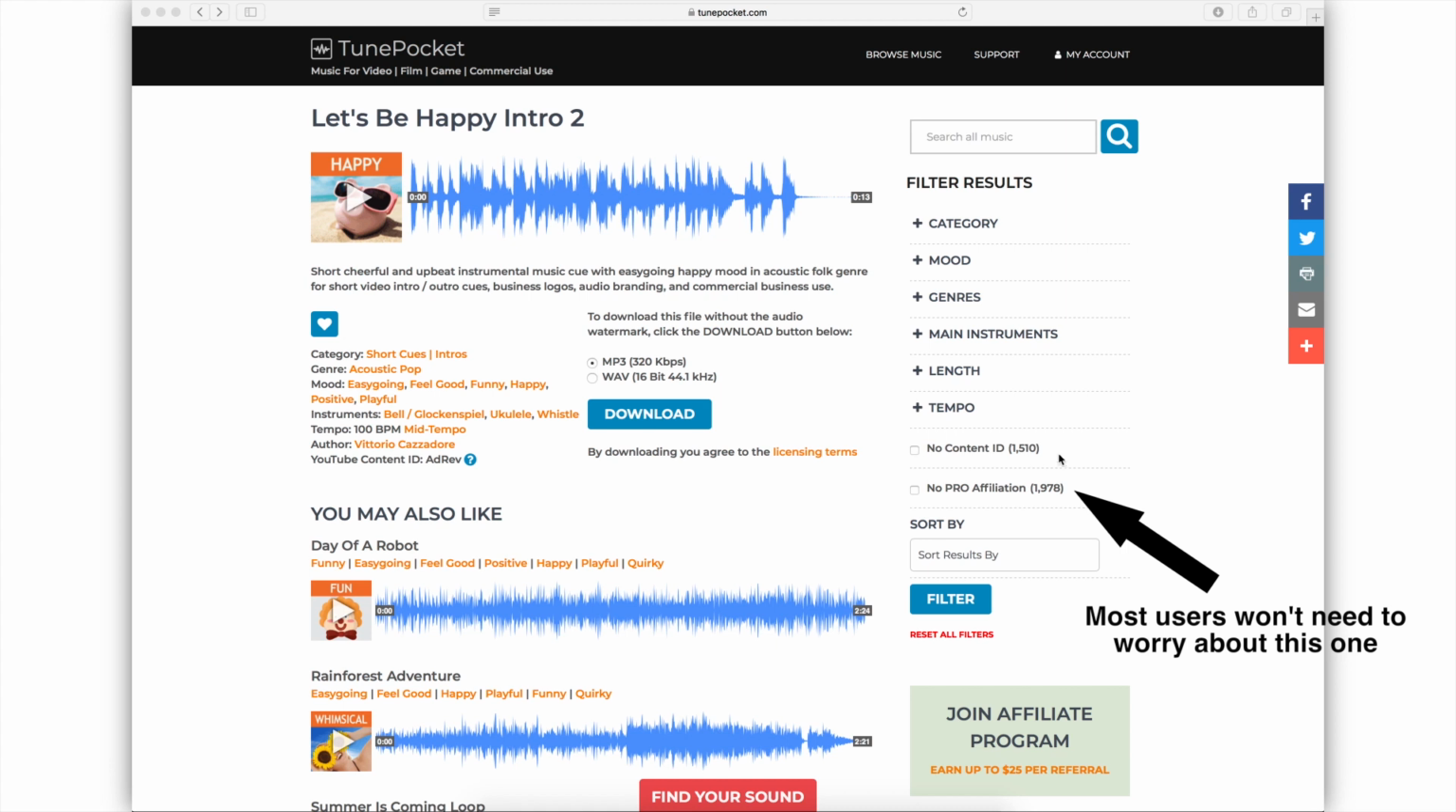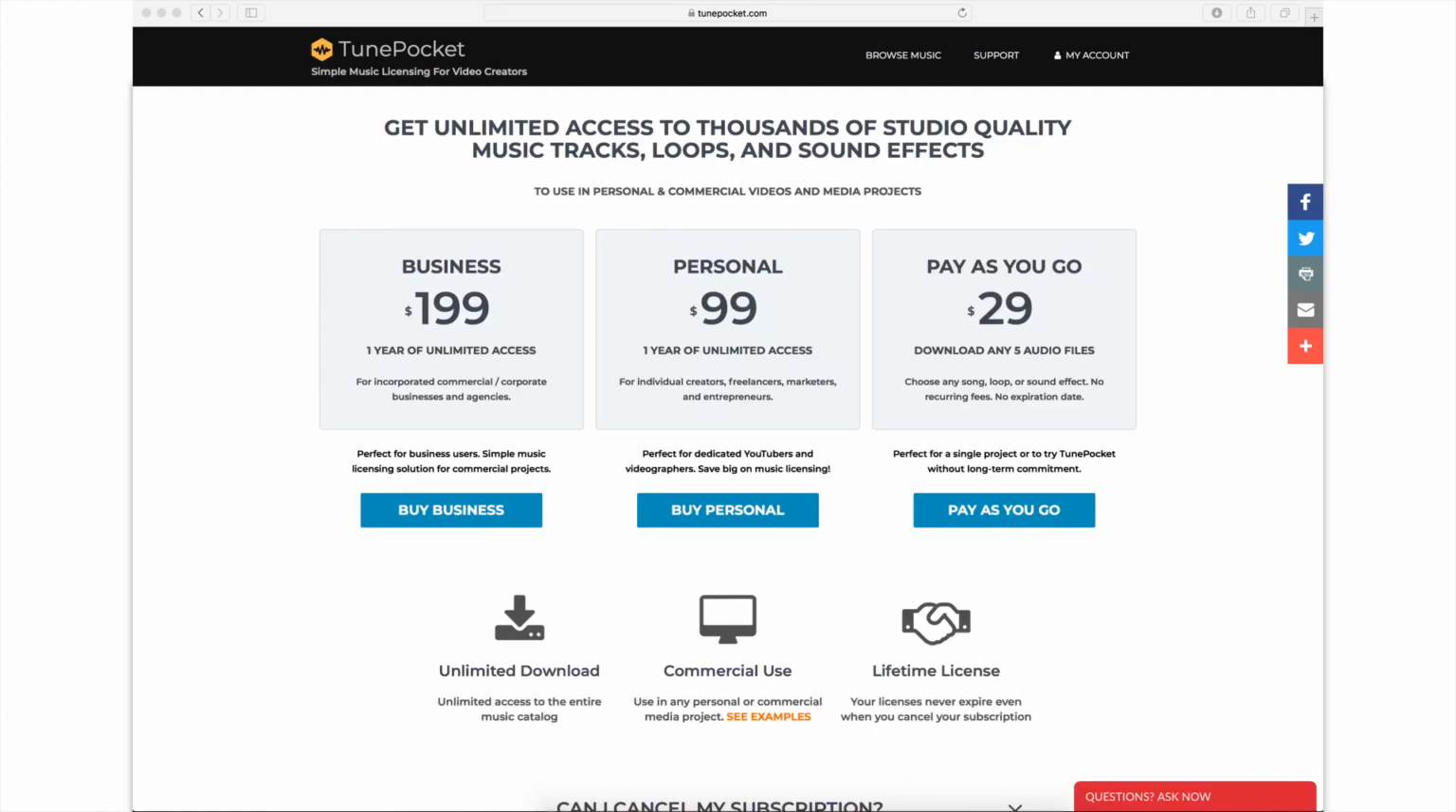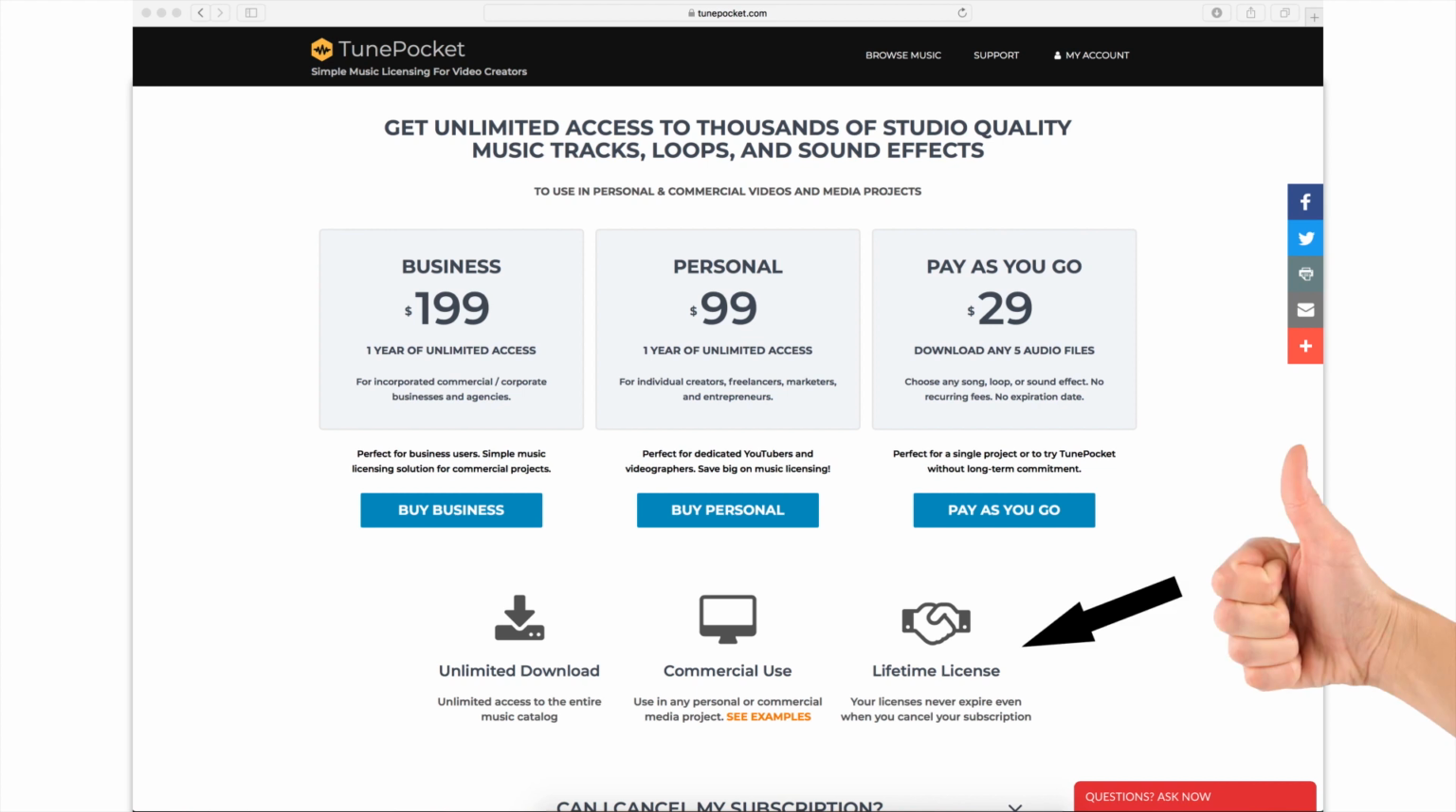Over 50% of the content on Tunepocket is not registered, however, so if you want to avoid this altogether, you can easily browse through and use only that music. Anyway, the great part of this is that if you have a Tunepocket subscription, you also have a licensing certificate, so your use is not unauthorized. However, YouTube doesn't always know that, and that's where the copyright claim comes into play.